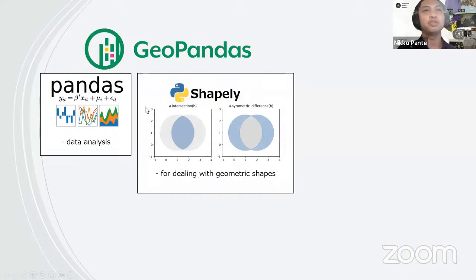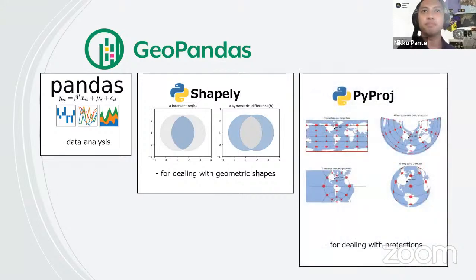Another is Shapely. Ginagamit ang Shapely for dealing with geometric shapes, kung paano kunin yung mga overlays or yung mathematical operations with geometry. Ang next is PyProj. Ito naman ay for dealing with projections. So, based kanina, usually from a 3D perspective, we want to reproject it into 2D.